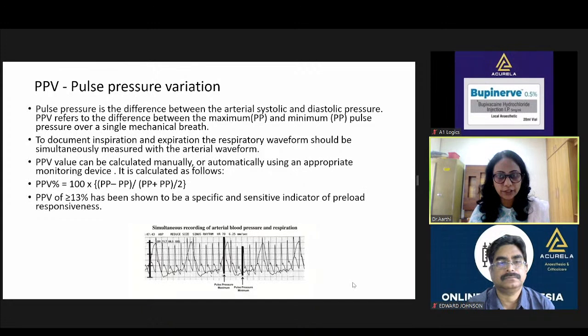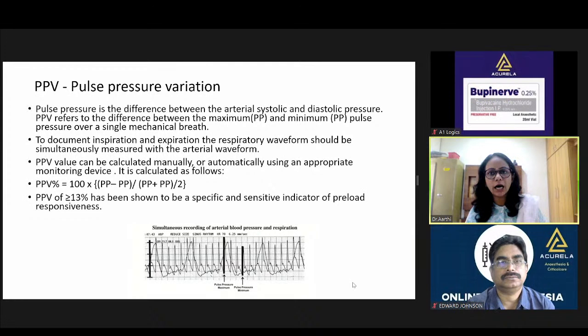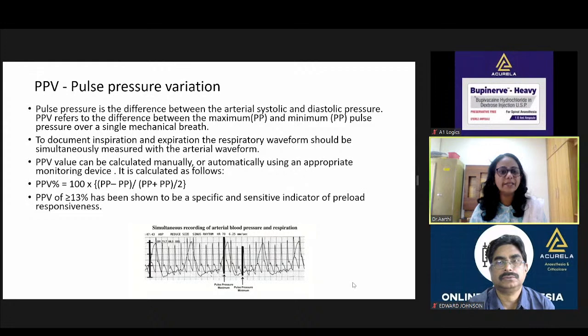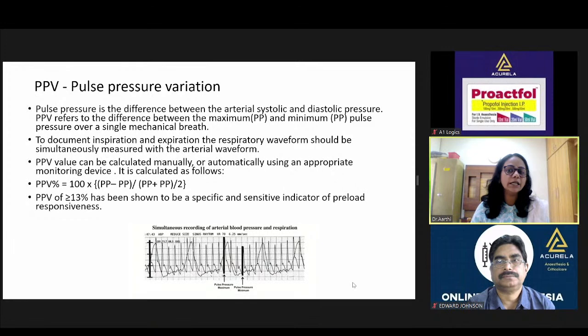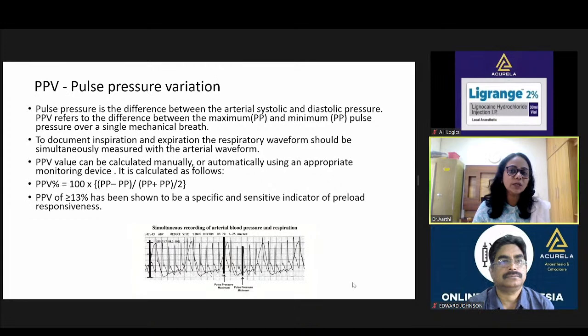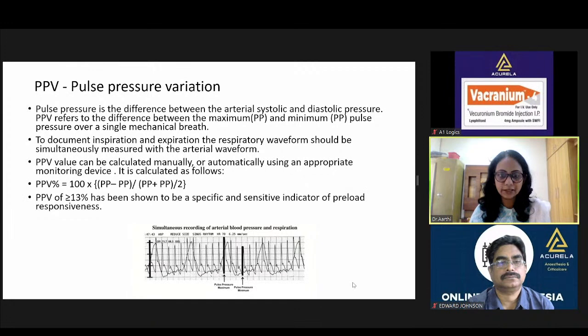Coming to invasive hemodynamic monitoring with respect to arterial blood pressure monitoring, an important parameter is called pulse pressure variation. Pulse pressure is the difference between the arterial systolic and diastolic pressure. Pulse pressure variation refers to the difference between the maximum pulse pressure and the minimum pulse pressure over a single mechanical breath. This pulse pressure variation is analyzed in patients on positive pressure ventilation.